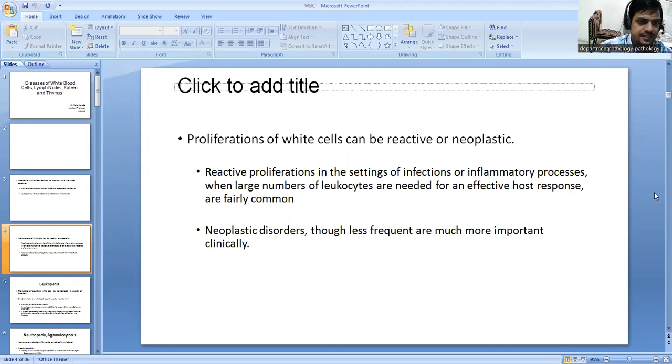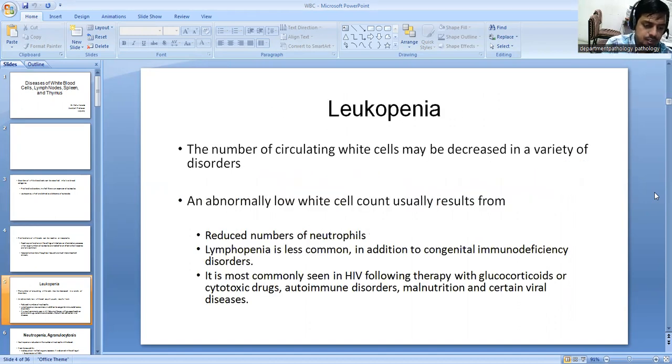Proliferation of white cells can be reactive or neoplastic. Reactive proliferations in the settings of infections or inflammatory processes, when large numbers of leukocytes are needed for an effective host response, are fairly common. Neoplastic disorders, though less frequent, are much more important clinically. The numbers: leukopenia.